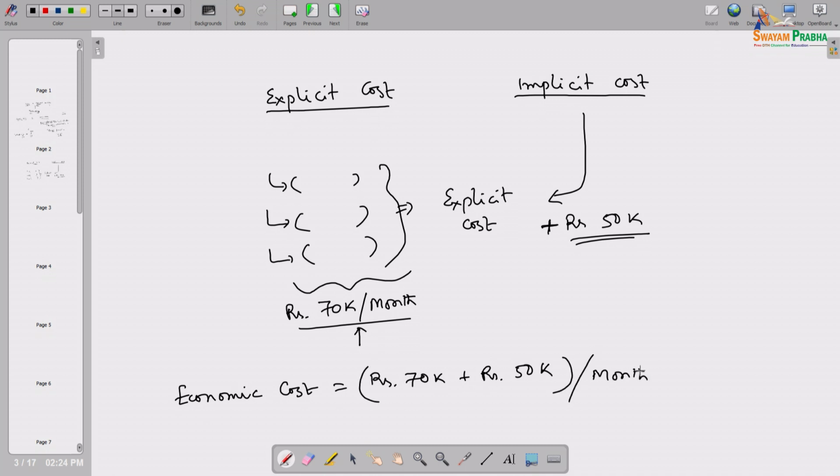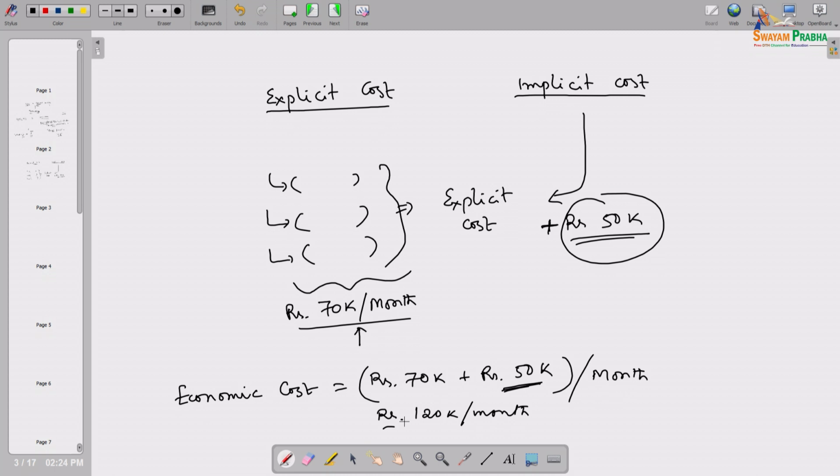Because when you start your business, you have to lose the opportunity of this much earning. So, in that opportunity cost sense, you have to include that. So, 1,20,000 rupees, 120k per month, is actually your cost for your business. Okay. Let me give you another example.